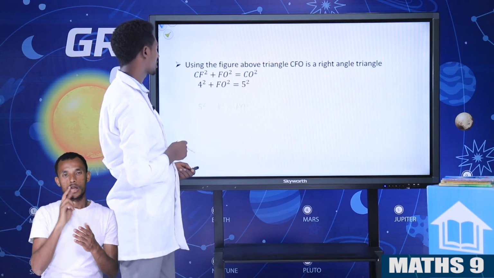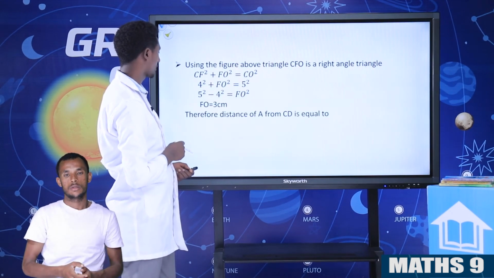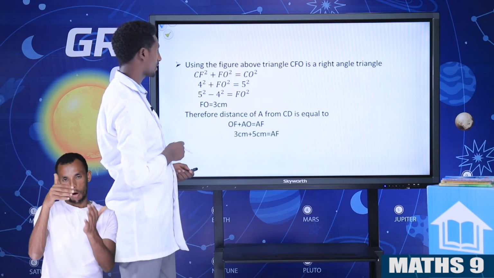These are the computations. You can repeat this problem by yourself.